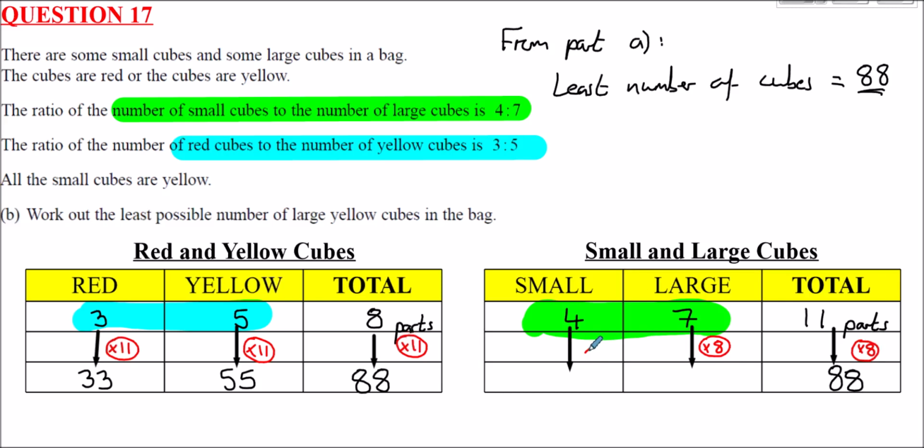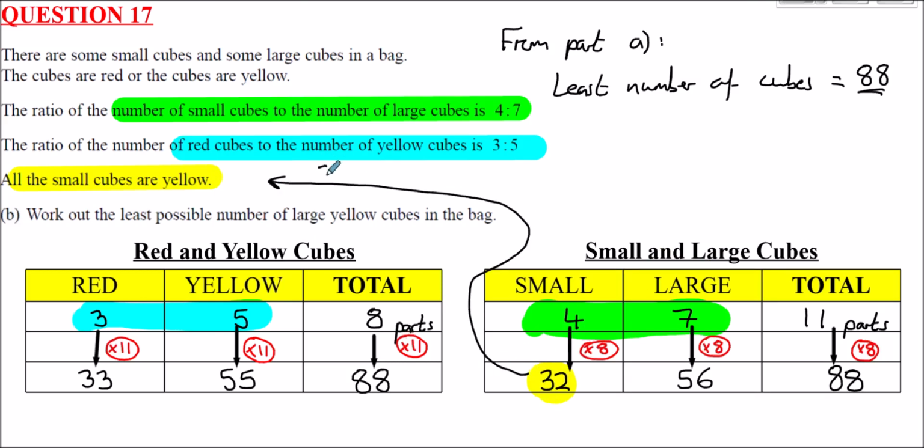So 4 times 8, 32. 7 times 8 is 56. Now we want to work out the least possible number of large yellow cubes in the bag. Well, here we're told that all the small ones are yellow. Okay, so how many small cubes are there? There's 32 small cubes. So from here, we now know there's 32 small yellow cubes.